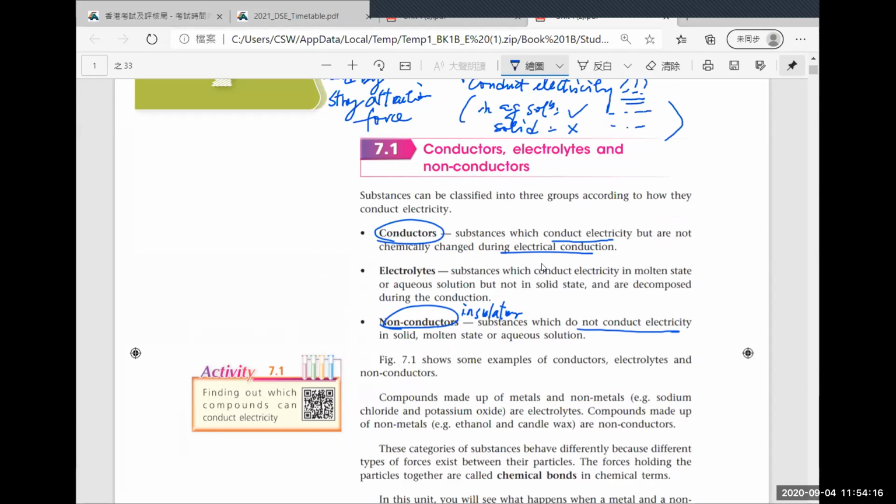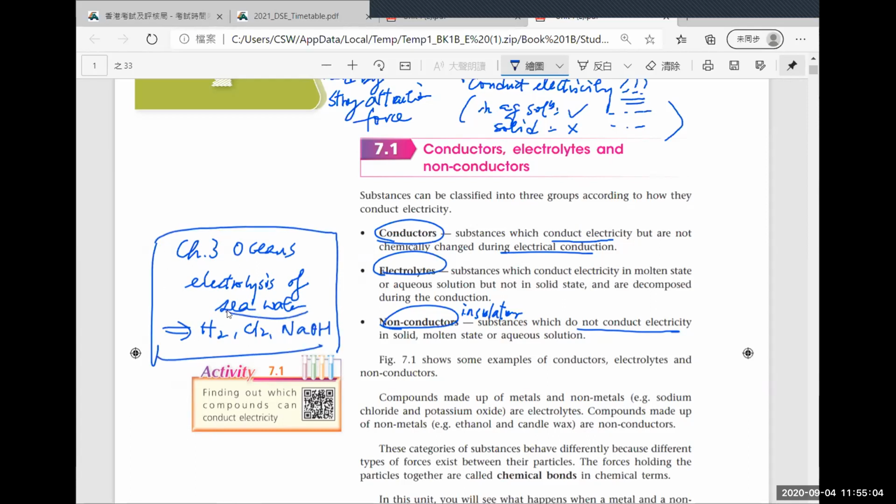sodium chloride is a very special example, right? If you talk about sodium chloride solid, it does not conduct electricity. But once I dissolve it into solution, you may find the solution can conduct electricity well. Just like what you know from chapter 3 for oceans. Do you still remember? Electrolysis of seawater, and finally they have got different products such as hydrogen, chlorine, and sodium hydroxide, right? The seawater is mainly sodium chloride solution.